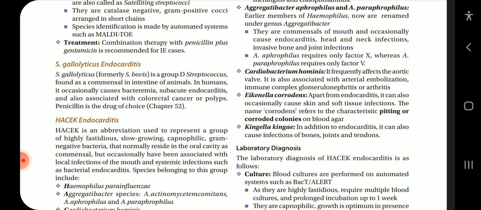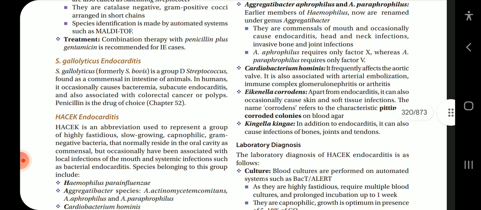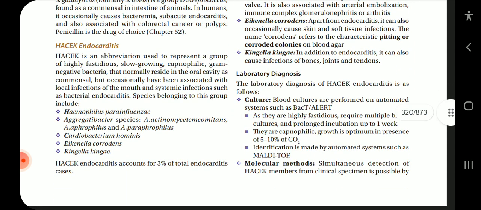Cardiobacterium hominis frequently affects the aortic valve. It is also associated with arterial embolization, immune complex glomerulonephritis or arthritis. Eikenella corrodens, apart from endocarditis, can also cause skin and soft tissue infections. The name corrodens refers to the characteristic pitting or corroded colonies on blood agar. Kingella kingae, in addition to endocarditis, can also cause infections of bones, joints, and tendons.